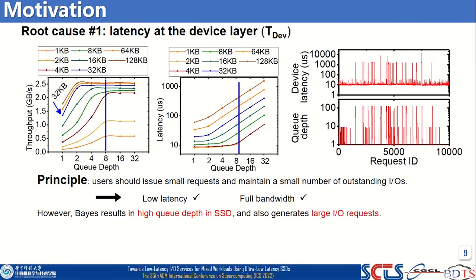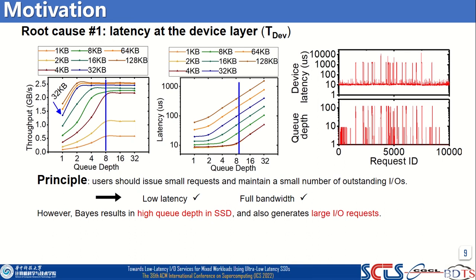Let's focus on the reason of significant latency increase in the device. We measure the average latency and throughput of Optane SSD using FIO benchmark. We can conclude the principle for using ULL SSDs from the figure. To obtain low latency, users should issue small requests and maintain a small number of outstanding IOs, and this is also enough to exploit the full bandwidth.